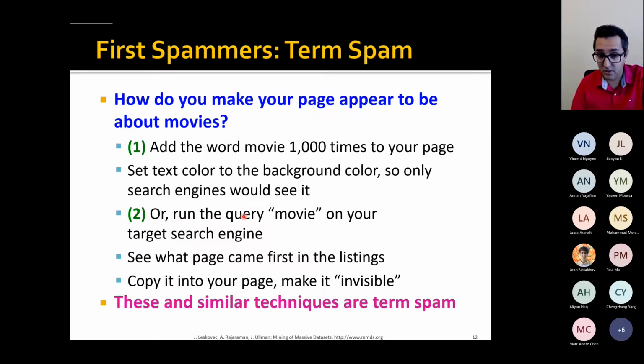The other technique, instead of just adding a word many, many times: you can actually search movie on Google and then find the first link. For example, it might be IMDb. You go to that page, you copy the entire content, you paste it into your page, and then make it invisible by doing the color techniques. Now, why is this a valid approach? Because whatever content made IMDb number one for that query, now I have that content on my website as well. So my website should also be ranked very high. That's another technique that they use. So as you can see, it's basically around term spam. They try to manipulate the frequency of words on a page in order to be ranked higher.